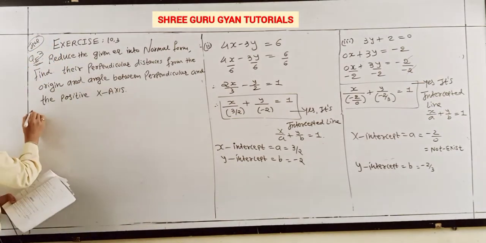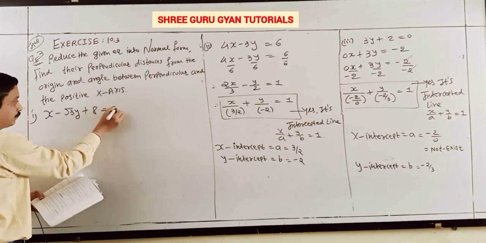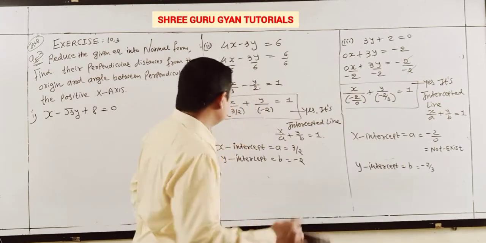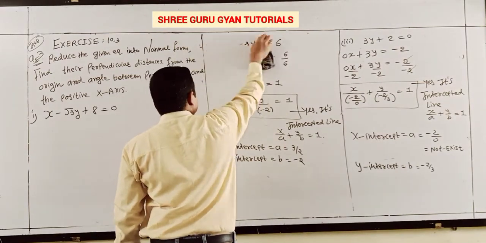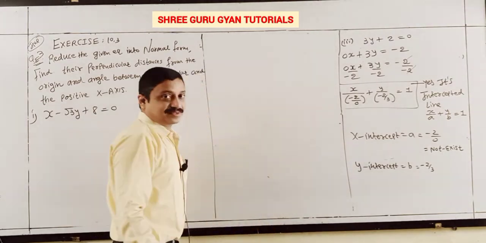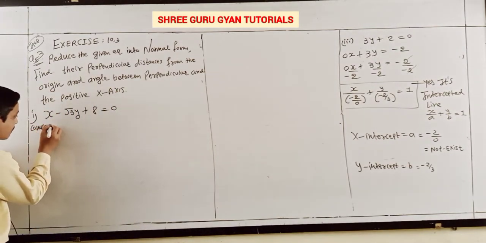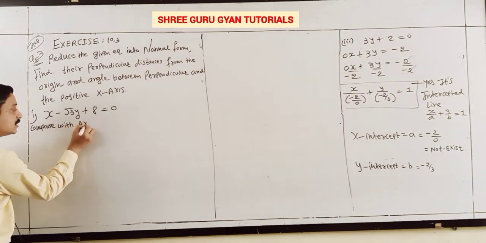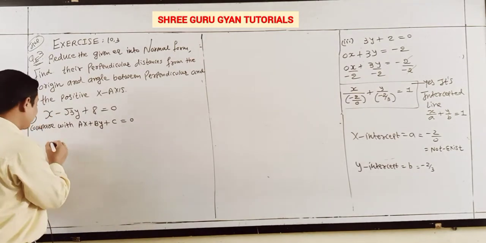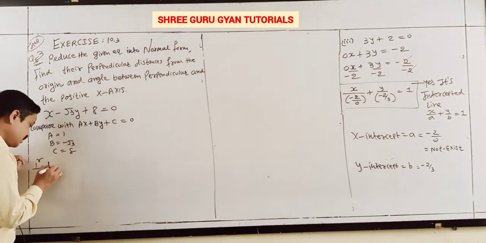My first question is x minus root 3 y plus 8 is equal to 0. Very easy. One by one I am going ahead, students. First of all, I define P. P means the perpendicular distance from the origin. So this given line I compare with the standard form ax plus by plus c is equal to 0. What is a? 1. b is minus root 3. c is 8. So the perpendicular distance is done.